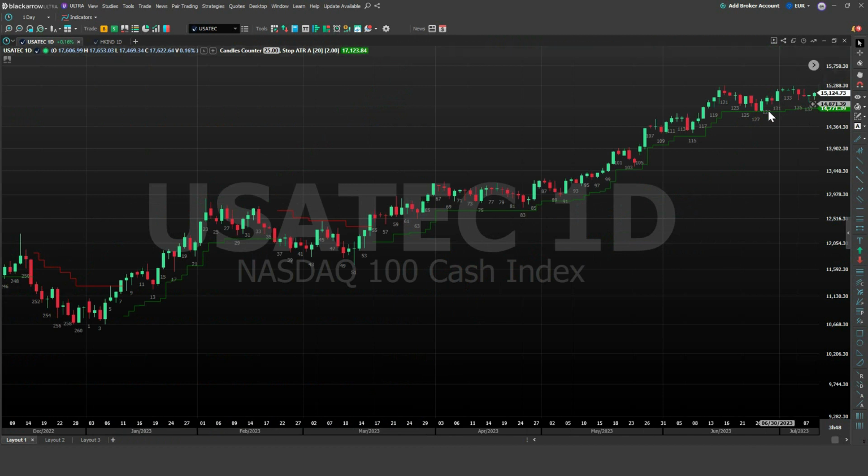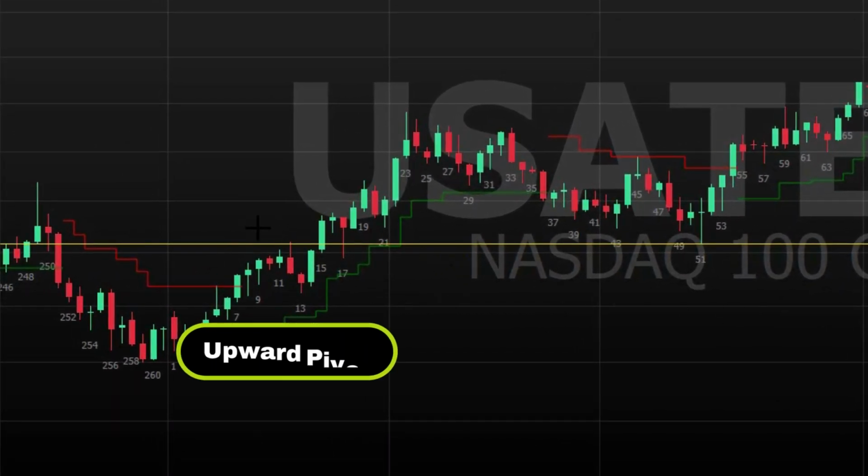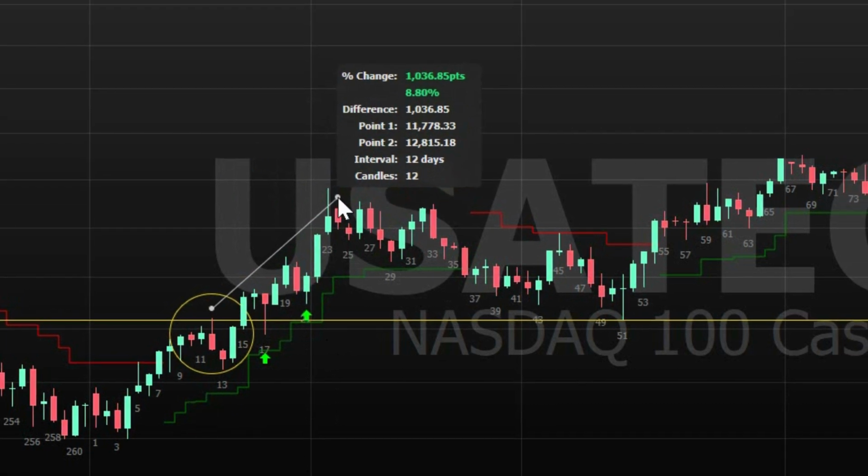Now let's get real and practical. Check this out. We've got Nasdaq 100 on the daily chart. You see this point right here where the price breaks through the resistance? That's your upward pivot. And even with a couple of correction candles like this one and this one right here, if your stop was close to the ATR, you'd still be riding the trade with an 8% profit.